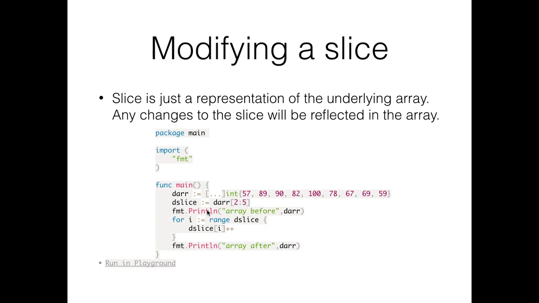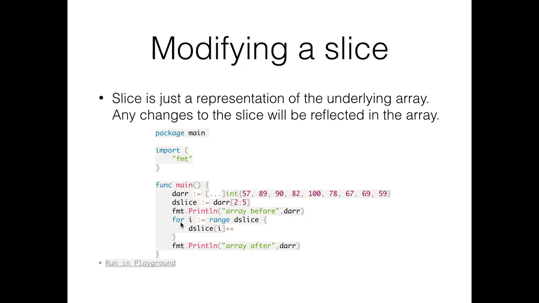So if we print this array before making any changes to the slice, you can print it here first, and then you can make a change to the slice by using a for loop. So for i equals range d slice, here we are returning the index in the for loop, and then we are changing the value at that index of the slice by incrementing it by 1 inside the for loop. And then we are printing the array after this for loop as well, so have a look at whether the changes to the slice have affected the array or not.